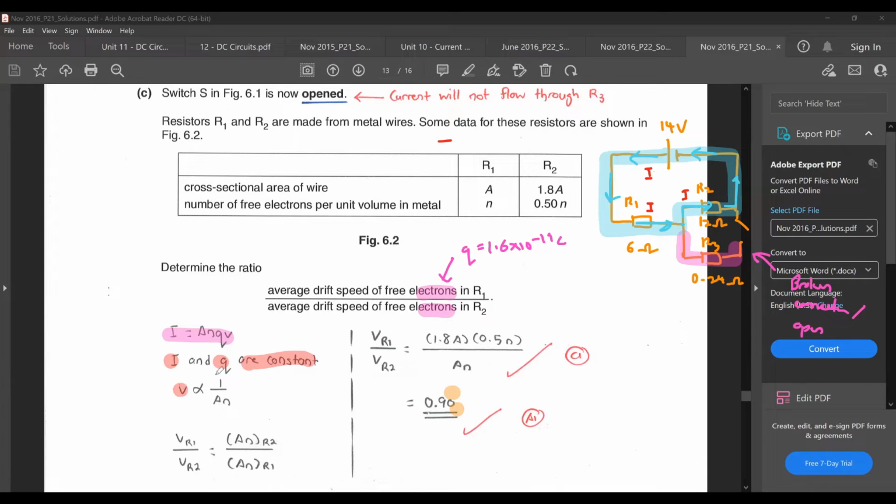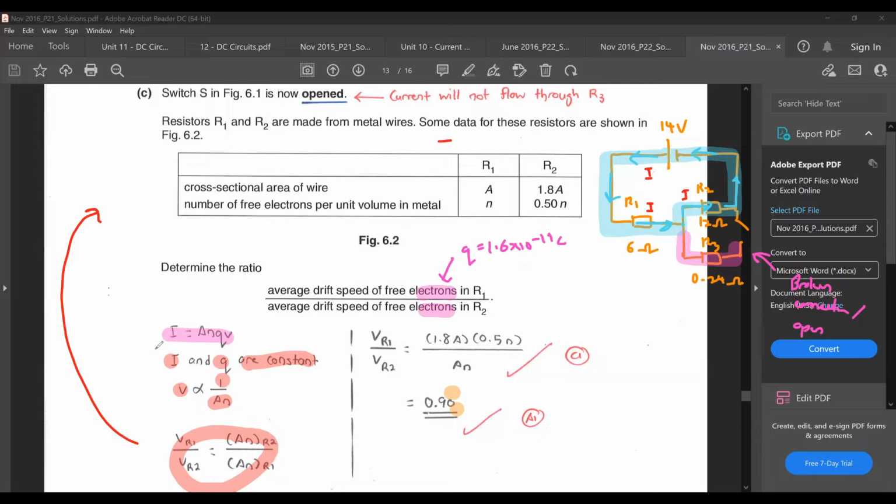So drift speed is actually inversely proportional to area times number density. Right now, I want to find out what my drift speed is. I actually made this even more complicated than it's supposed to be. I'd rather you don't write it the way I did. I'd rather you write it like this now.